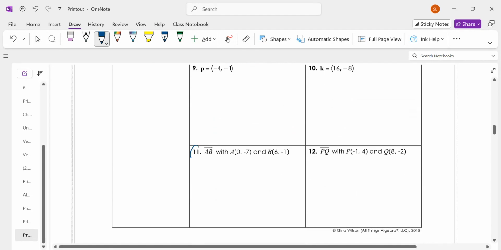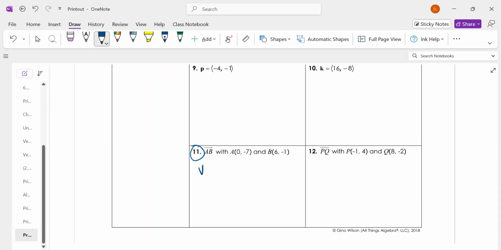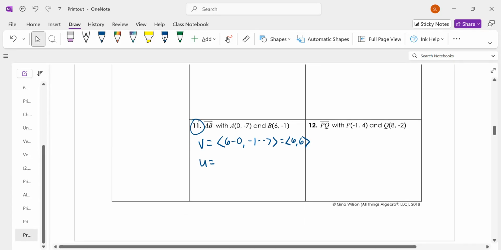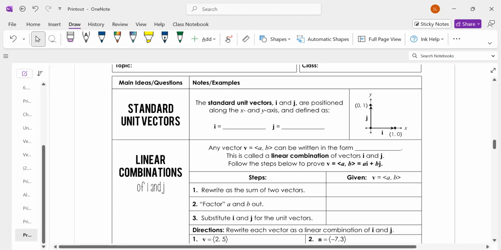11 and 12 are similar. I won't do all of these, but first we want to find v, which is going to be using points A and B, terminal minus initial. So don't forget, first we need to find our vector in component form. So I think that'd be 6, 6. And then of course you could find u from there. Okay, so you got plenty of ones you can try there.